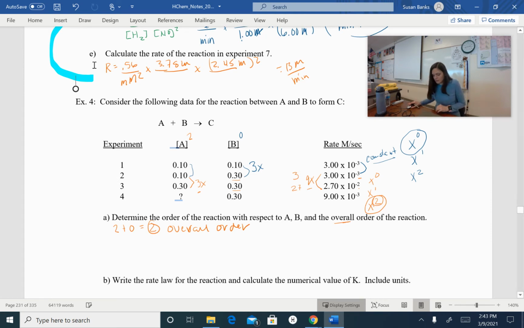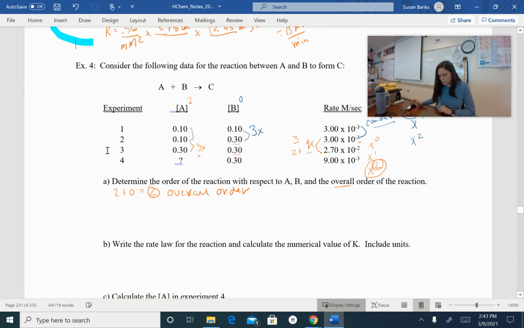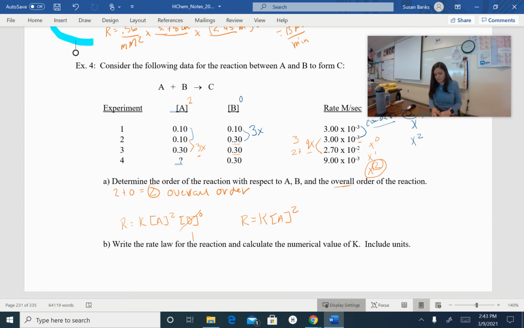So I'm going to just write our reaction. So our rate is equal to K times our concentration for A squared multiplied by our concentration of B to the 0. Now, you know that B to the 0 always simplifies to 1, and 1 times anything is anything. So I can really simplify this rate law equation by saying our rate is equal to some constant multiplied by A squared, right? So that's really all we have to do.